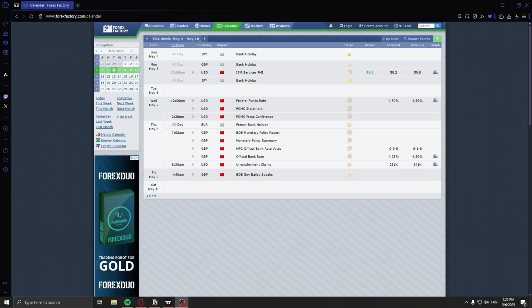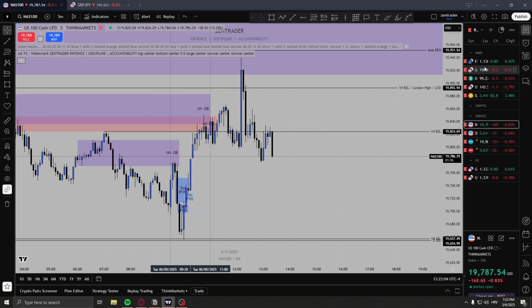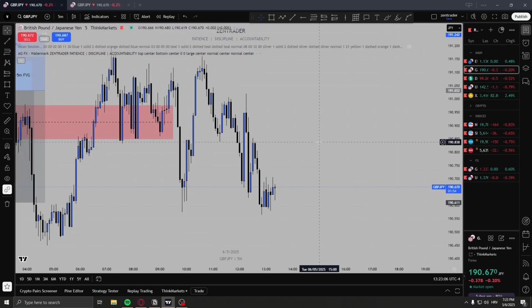Okay guys, let's review today's price section and every trade I took today. Let's start with the economic calendar. As you can see, we have no news today, which means it's a clean trading day for me. I like these days. So let's start first with the forex strategy because I took a trade on that.